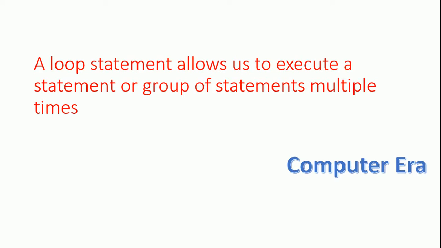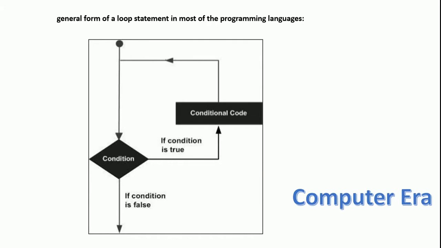So let's see what the types of loop are and how they are implemented in a program. Before that we need to understand the flow of a loop within a program. The general form of the flow diagram of a loop is like this. It starts from the statement and moves to check the condition. If the condition is true, it moves to the conditional code and executes it. It will continue again if the condition is true, but if the condition is false, it will automatically come out of the conditional box.